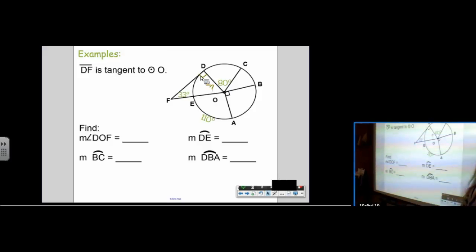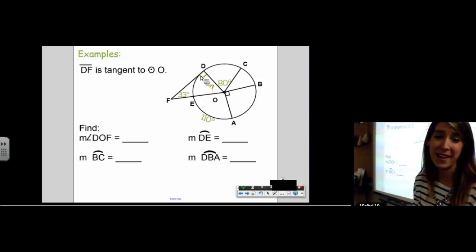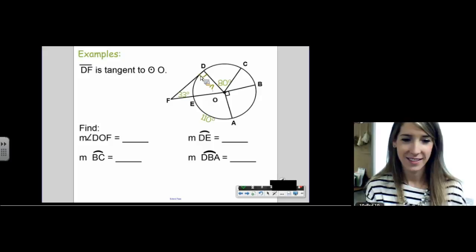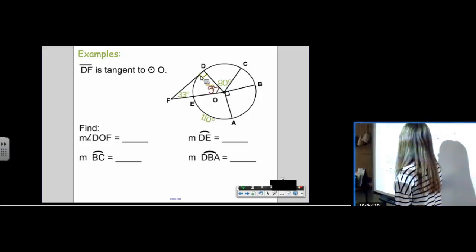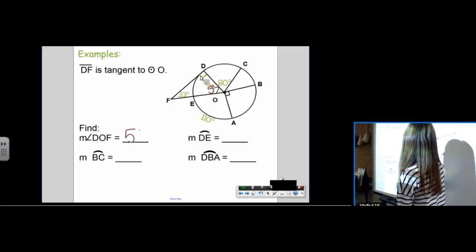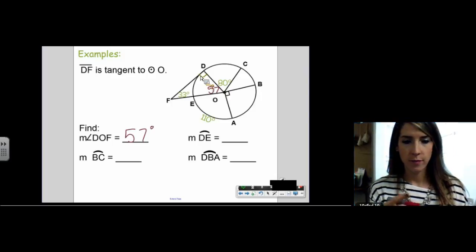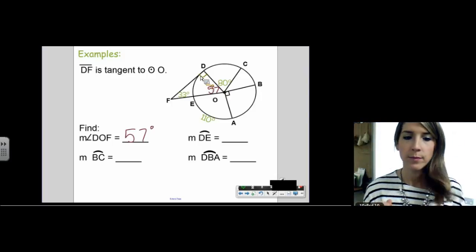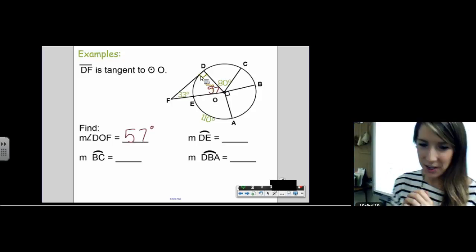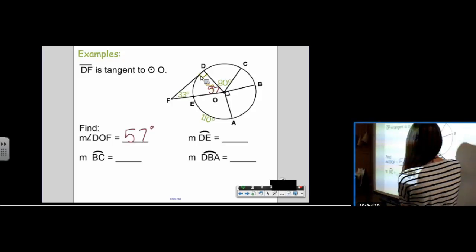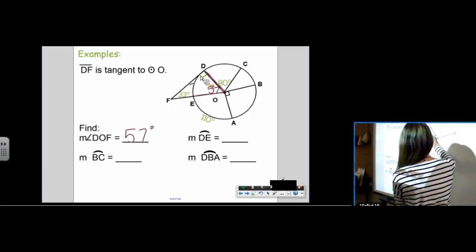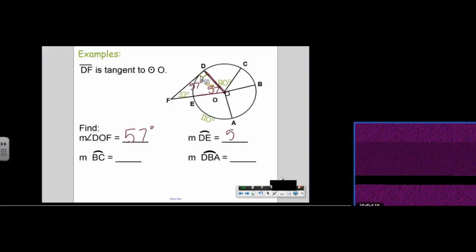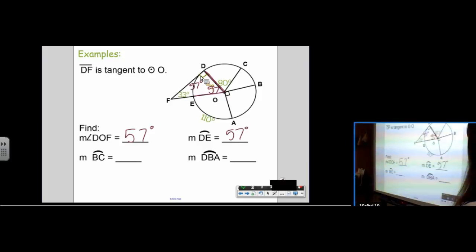All right, so find the measure of DOF. What'd y'all get? 90 minus 33. 57. Okay, what kind of angle is DOF? Vocab word. Central angle, very good. Central angles, their measure is equal to their intercepted arc. So now I know arc DE, the measure is also 57.